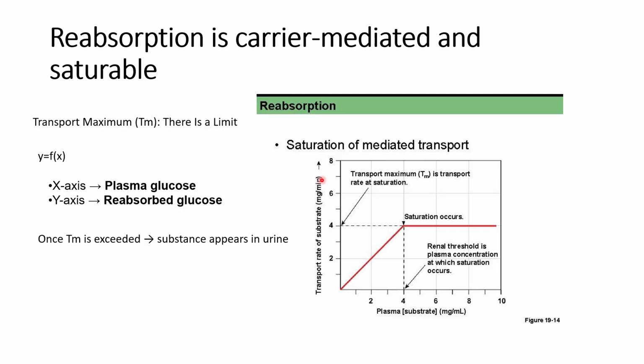We will see this for glucose because it is the simplest. The x-axis is the plasma glucose, and the y-axis is the reabsorbed glucose. Up to a point, there is a linear relationship. As the plasma glucose increases, the amount of reabsorbed glucose also increases. But after the Tm point, no more glucose can be absorbed as all the receptors are saturated. So the glucose above this level will be excreted into the urine. This is what happens in diabetes. That is why there is glycosuria.